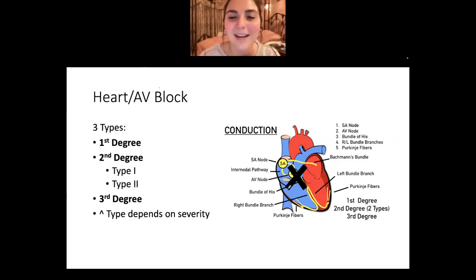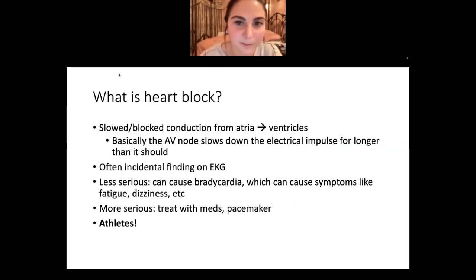But basically, with heart block, I think of the conduction system of the heart, and I think of putting a big X through the AV node. That's basically how I think of heart block. So there are 3 types of heart block. We have first degree, second degree, and third degree, and then there are 2 types of second degree, type 1 and type 2. So we're going to go through all of those.